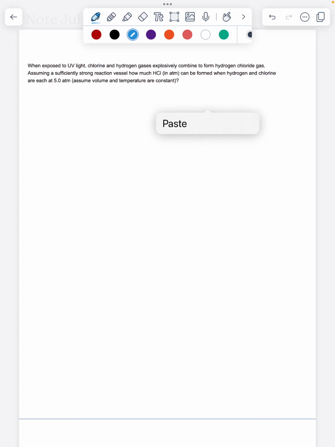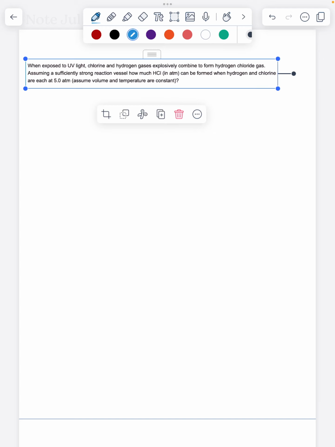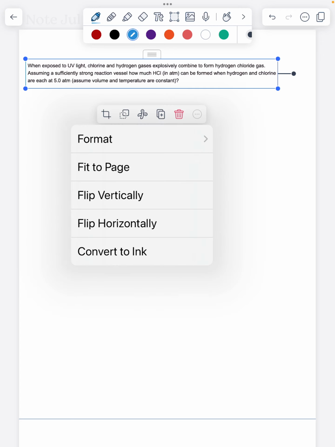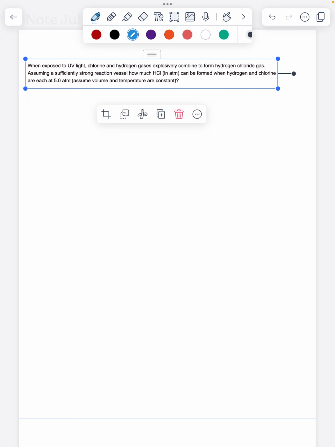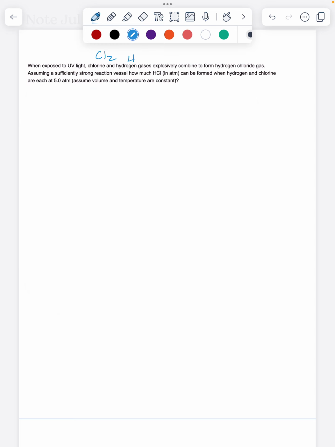Remember, chlorine is Cl2. Chlorine is Cl2. Hydrogen is H2. And hydrogen chloride is HCl. That's the product of the reaction. So first we need to write out the reaction. Chlorine gas plus hydrogen gas makes 2HCl.